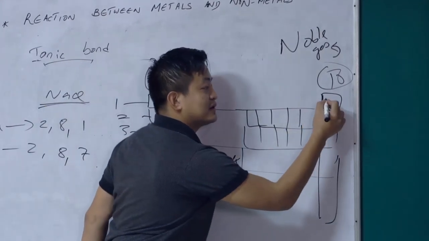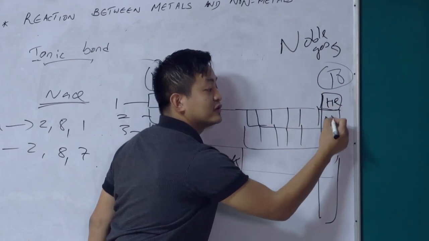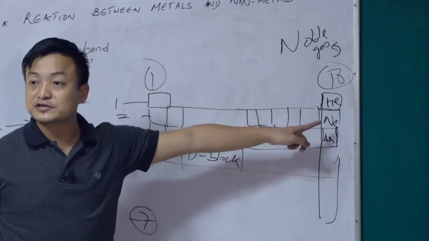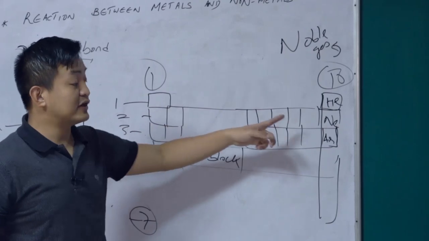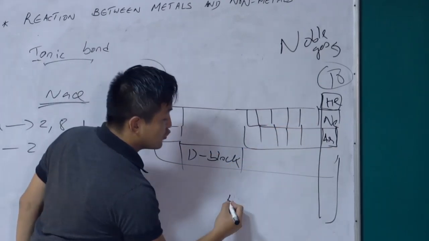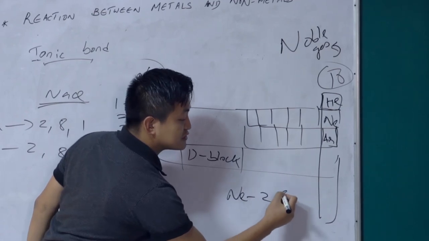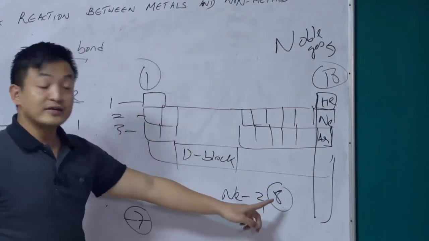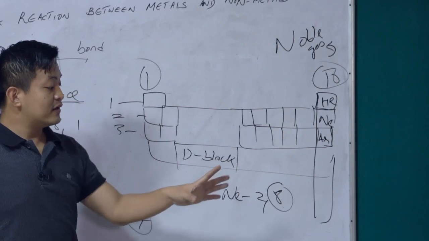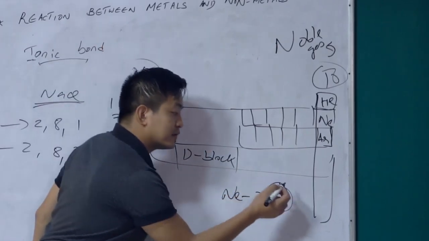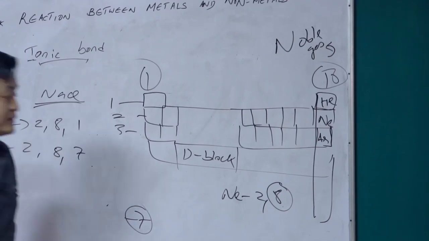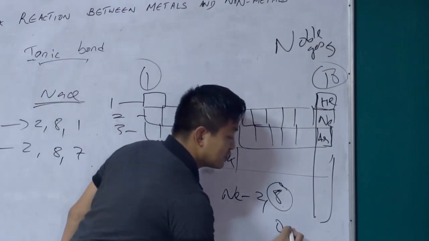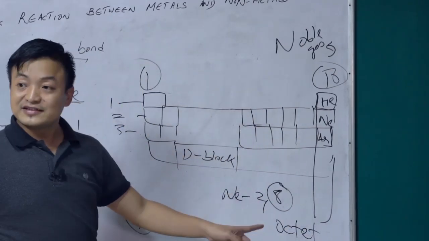Now, let's take an example here. We have helium, neon, and argon. Suppose I write the electronic configuration for neon, whose atomic number is 10. For neon, the electronic configuration is 2, 8. That means in the outermost shell we have 8 electrons. They are the most stable ones, and they are obeying the octet rule. 8 means octa, right? So the octet rule, because they have 8 in the outermost shell.